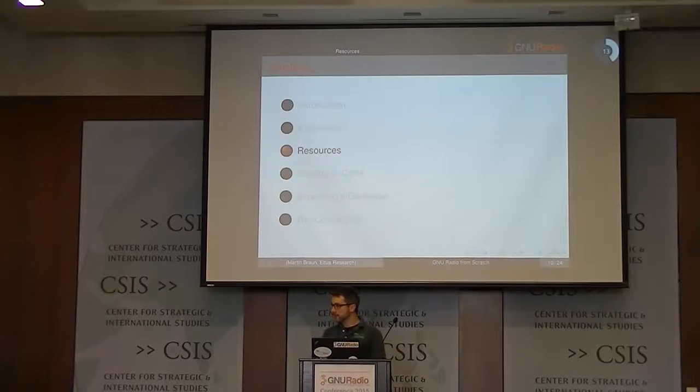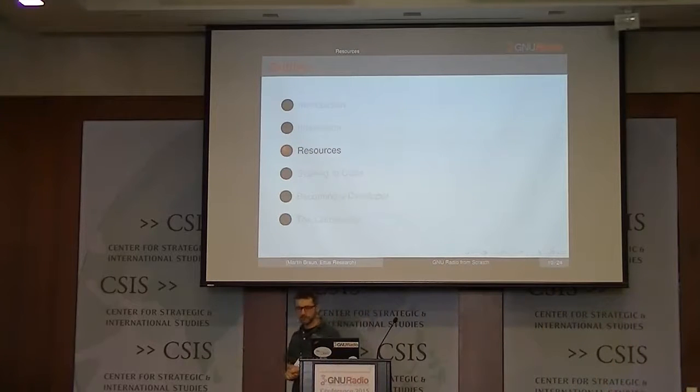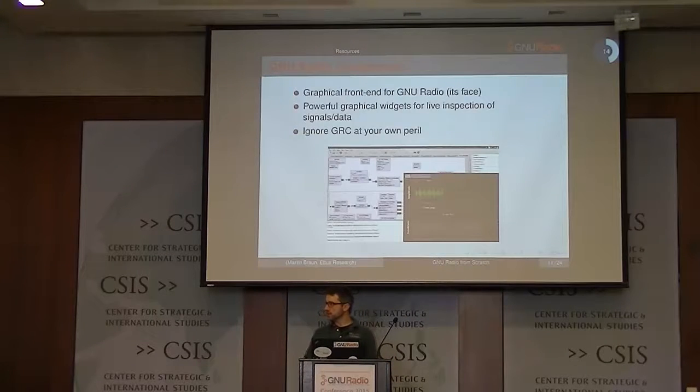Okay, so let's say you've gone through the complicated step of doing apt-get install GNURadio, and you have it running on your computer. What are the resources that you have available? First of all, very obvious, but definitely worth mentioning, the GNURadio Companion. The GNURadio Companion sometimes is actually mistaken for GNURadio itself. It's actually just a graphical front end, but it's so useful.